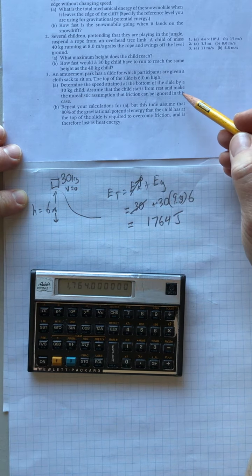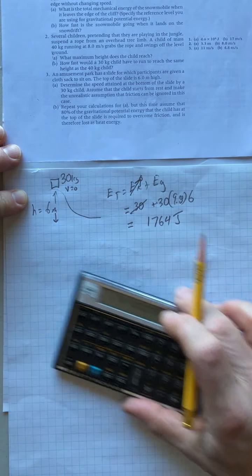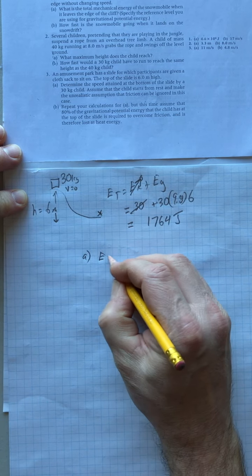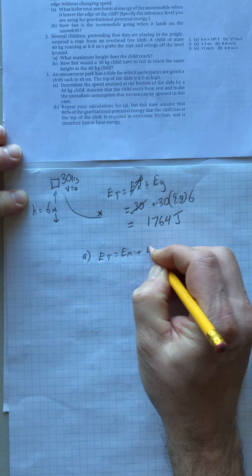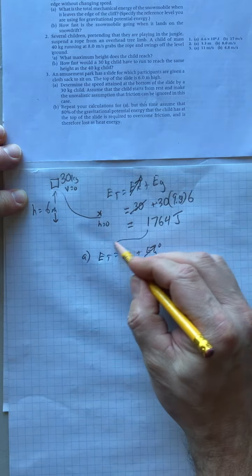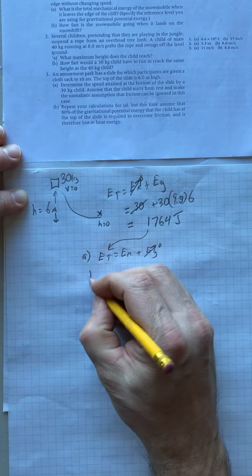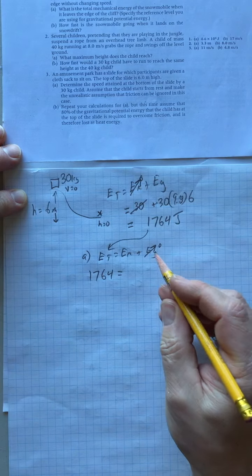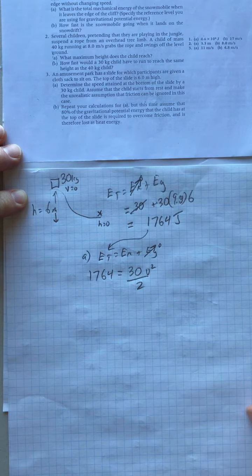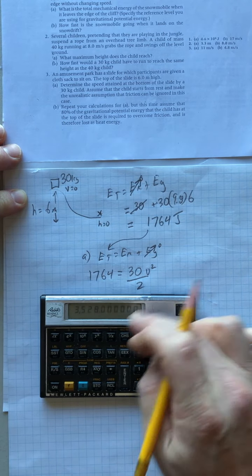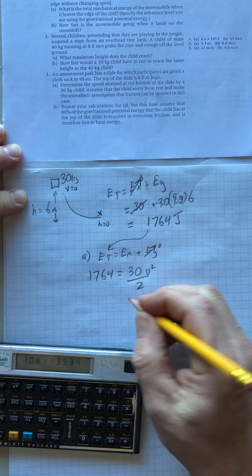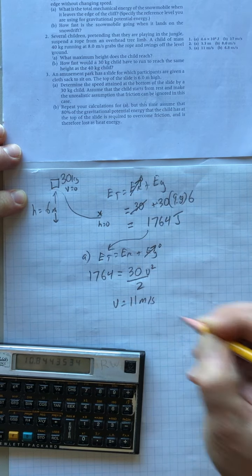They ask, what's the speed when they get to the bottom? Assume friction is ignored. That's question A. E total equals EK plus EG. This time I'm on the ground, so H is 0, and we can cancel that term out. E total stays the same for the whole question. So 1,764 equals the mass of the child, 30, times V squared all over 2. Times 2, divide by 30, and then square root. We get 10.8, or 11 meters per second.